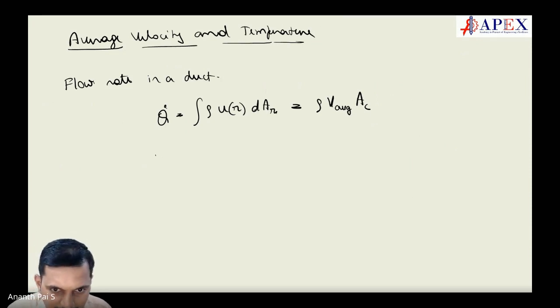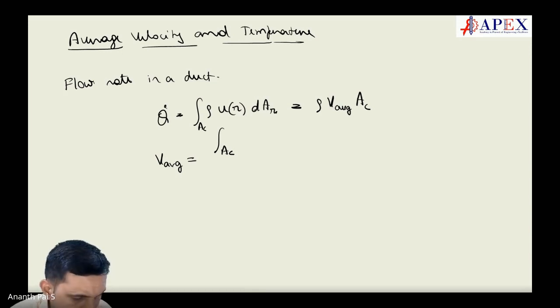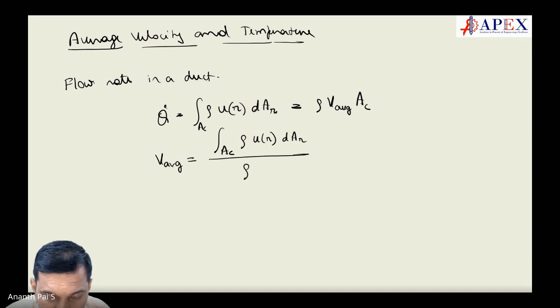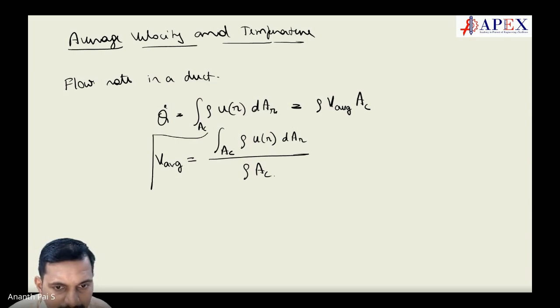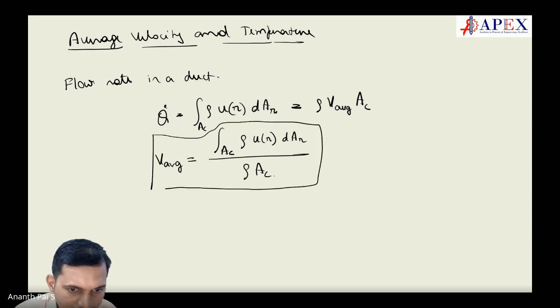So V average, the average velocity, can be written as the integration along the whole cross section A_C of rho u(r) dA_r, divided by rho A_C. The velocity is different at different r, is it not? That would be, in general, the average velocity. You write this as 1.